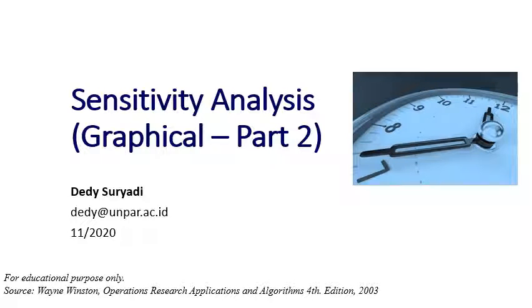Welcome to the second part of the sensitivity analysis using graphical approach. So in the previous video, we've seen the effects of changing the coefficients of our objective function. Now we are going to see the change in the right-hand side of the constraints.